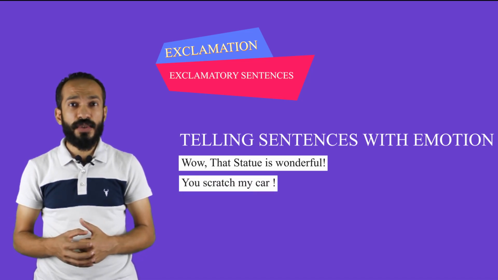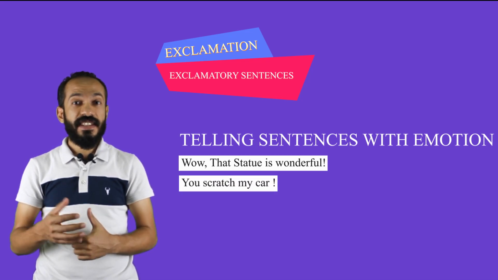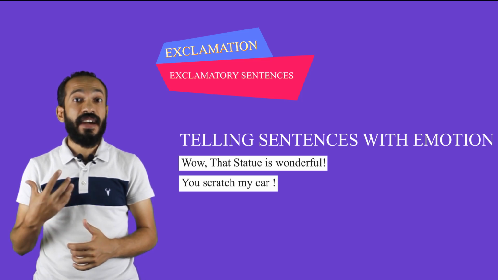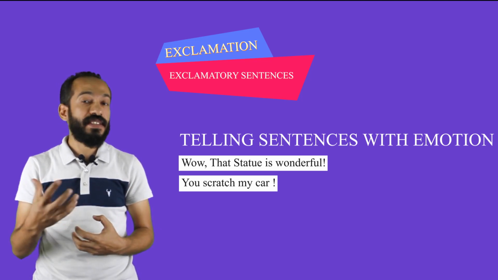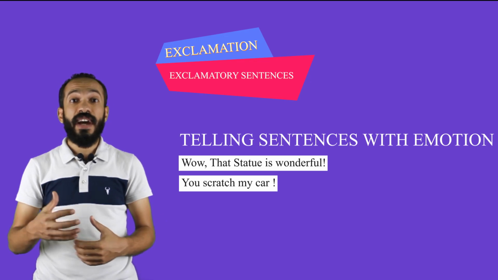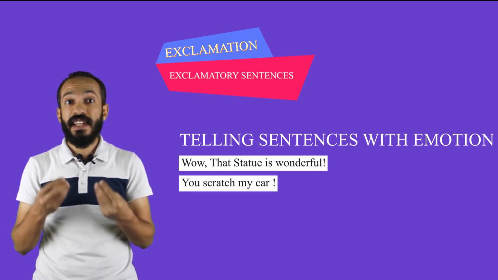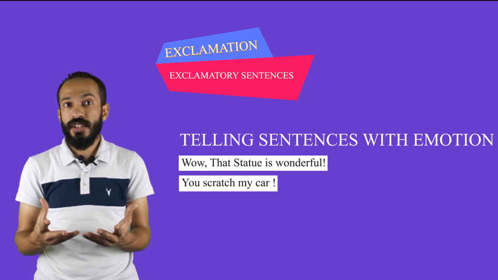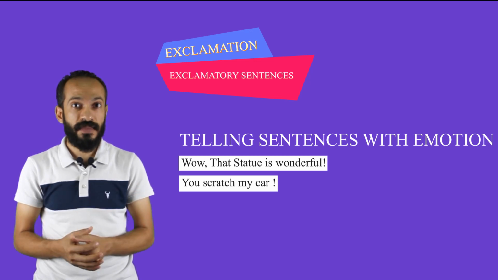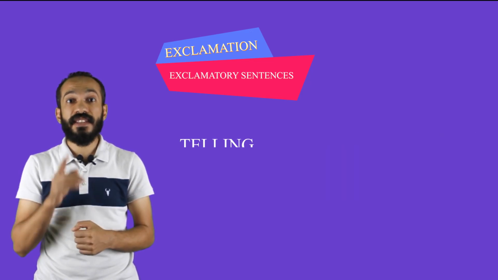You scratched my car! In this example, you can easily feel that I'm angry about the fact that someone scratched my car. So, an exclamatory sentence is basically a sentence that tells the information while having some emotions. It always ends with an exclamation point or exclamation mark.